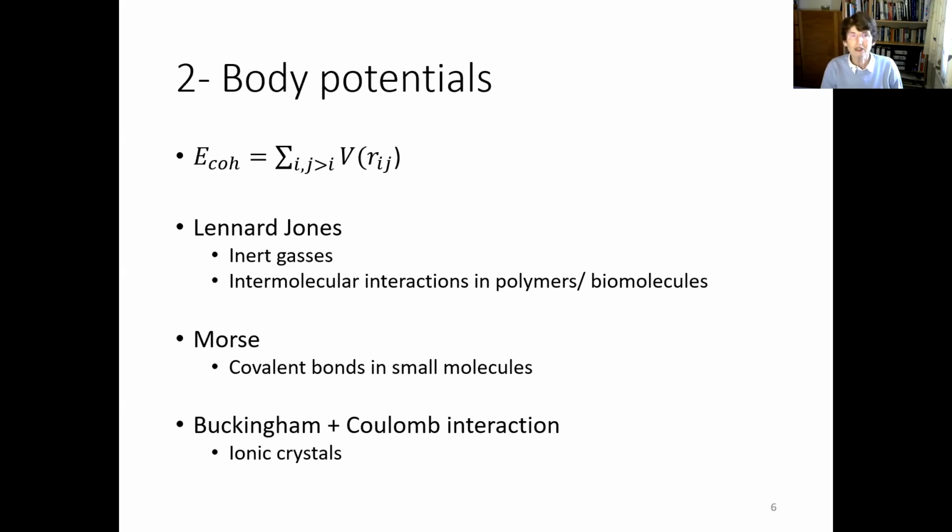I'm going to cover 3 of these well-known types of potential. The Lennard-Jones potential, I'm sure you're all familiar with it. And that's basically used for inert gases, but widely used now for intermolecular interactions between polymers and biomolecules. We're going to talk a little bit about the Morse potential, and that's particularly relevant to the covalent bonds in small molecules, not in the large polymer molecules. And we're going to finish off with the Buckingham potential and the Coulomb interaction. And these are actually used for ionic crystals.